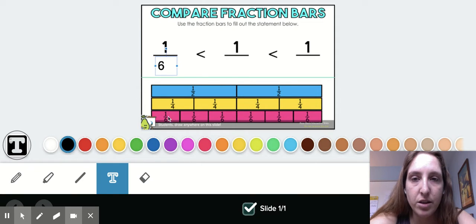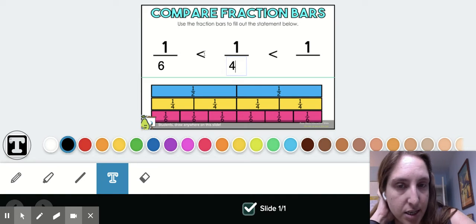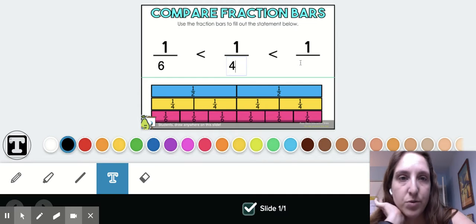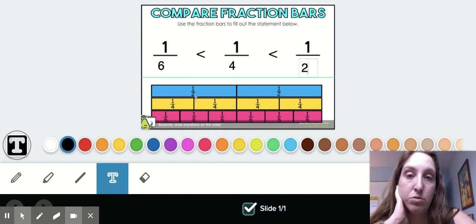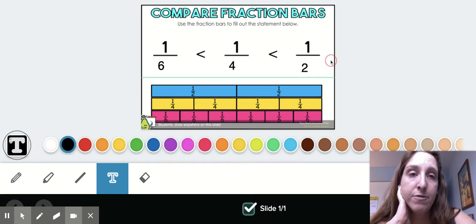All right, and then it looks like 1/4 is the next smallest one. So I'm going to make another text box there. I'm going to write 1/4. 1/6 is less than 1/4. Yeah, that's true. And then I guess over here must be 1/2, because 2/4 fit into 1/2, so it must be bigger. So now I'm done with my statement. I've got 1/6 is less than 1/4, which is less than 1/2.